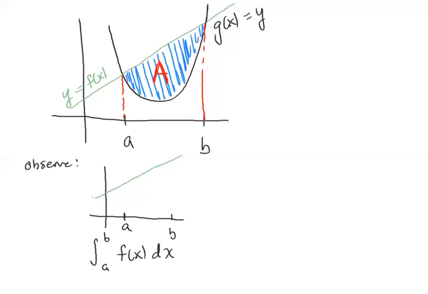Oops, I keep hitting the wrong tool. So we would find this. Maybe I'll call that region A1. And I'm just going to go ahead and draw the graph of g of x on top of that so we have it. It looks something like that.